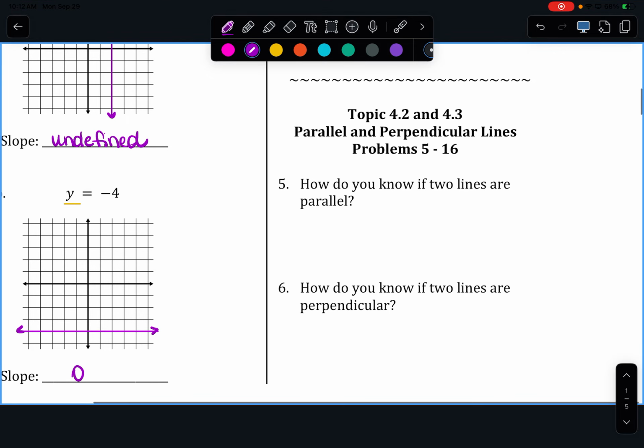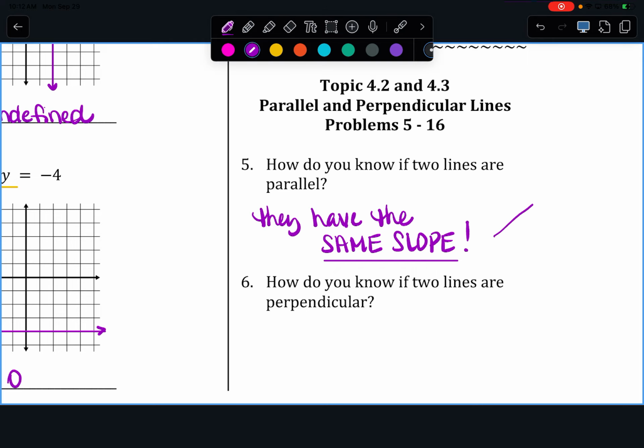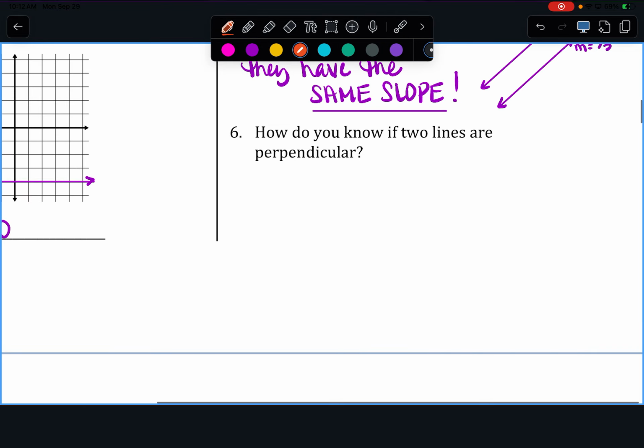All right, number 5, how do you know if two lines are parallel? They have the same slope. Of course they have the same slope, because the only way two lines can never cross is if they are increasing or decreasing at the exact same rate. I'm just drawing a little example over here. Let's say this guy has a slope of 2/3. Then I know this line must also have a slope of 2/3 if they're going to run parallel to each other and never cross.